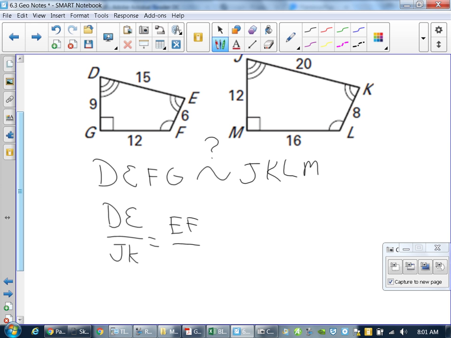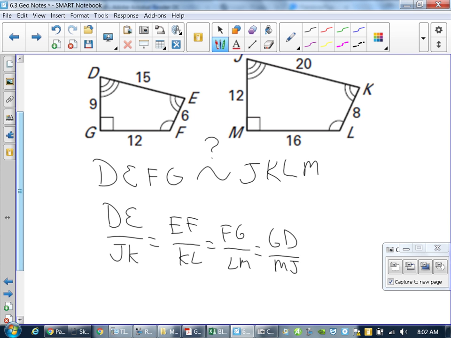EF to KL, FG to LM, and then GD to MJ. All I'm doing is writing out the 4 side lengths in order that they appear, the same way that you would with your angles. We've done this 100 times with triangles. All I did here is add a side. That's it.